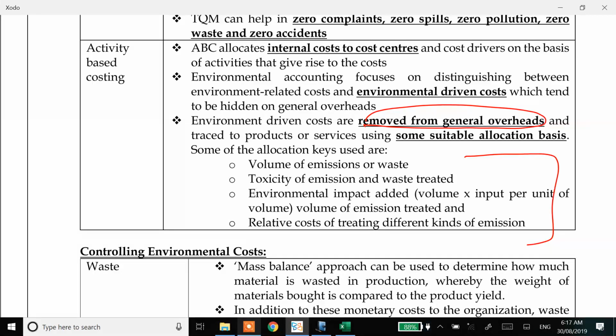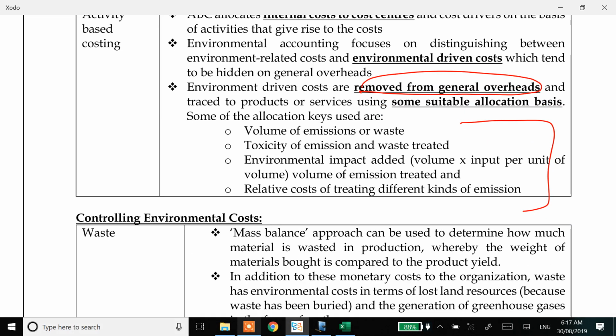Now there are different types of environmental costs. There is waste, there is water, there is transport. So there are different kinds of costs. So how do I control those different types of costs is the next part. Waste can be controlled by an approach called the mass balance approach. This basically indicates how much waste has happened in the manufacturing process and how you can control the waste which is happening in the process. So waste is the first part of it.